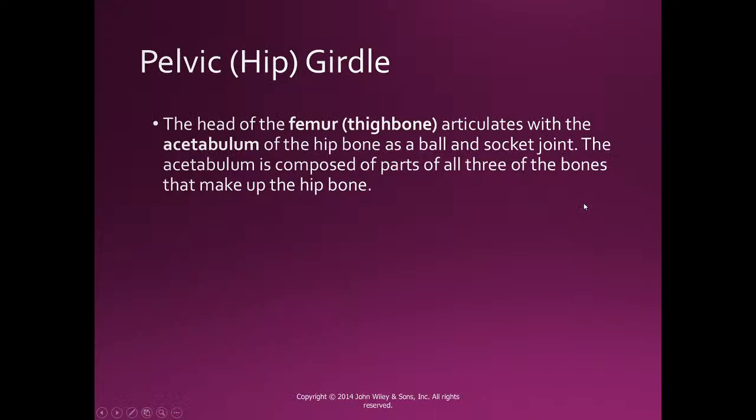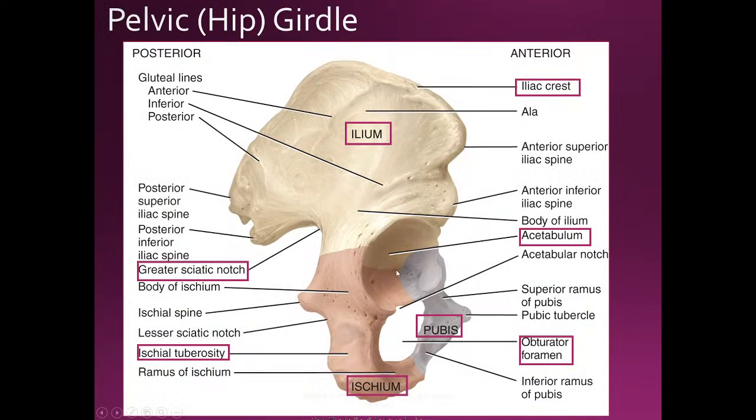All right, so the head of the femur, which in common English is known as the thigh bone, but we will use the term femur, it articulates with the acetabulum of the hip bone in that, yes, ball and socket joint. The acetabulum is made up of all three bones, as we saw.